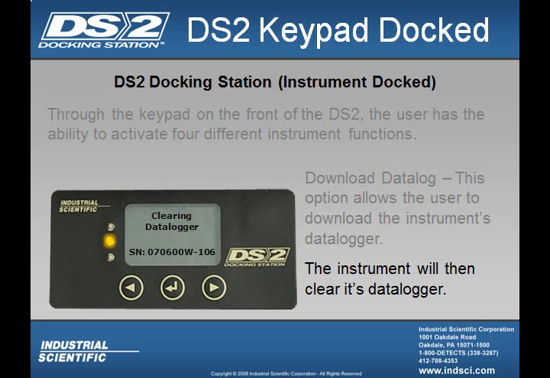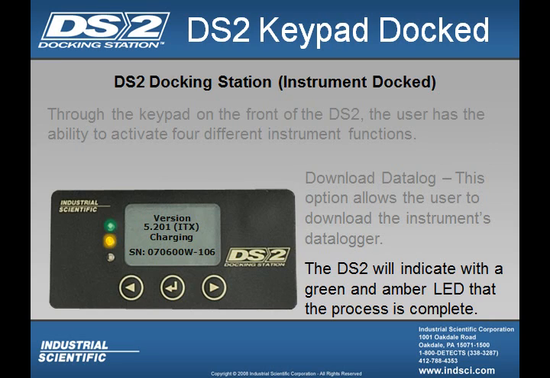And after it's done downloading, it'll then clear the instrument's data logger. And at this point, we'll then receive a green and an amber LED. Green shows us that the downloading of the data logger is complete, and amber that the battery pack is receiving a charge. Once again, we can remove the instrument with the green and amber indication. Just the amber indication means that the battery pack's not fully charged.